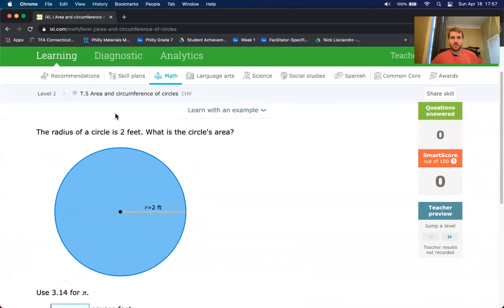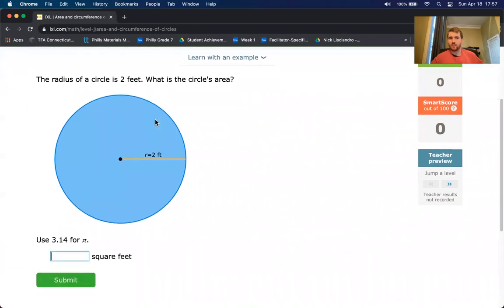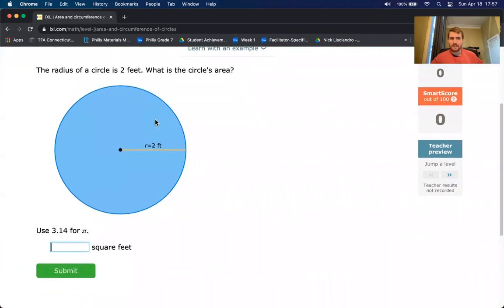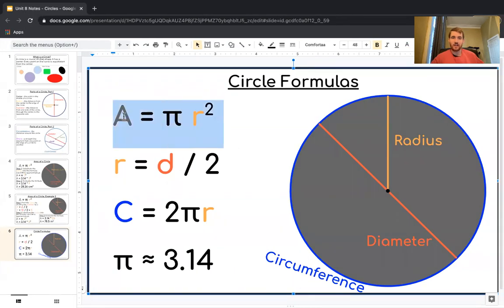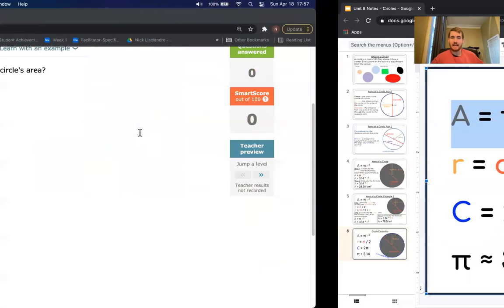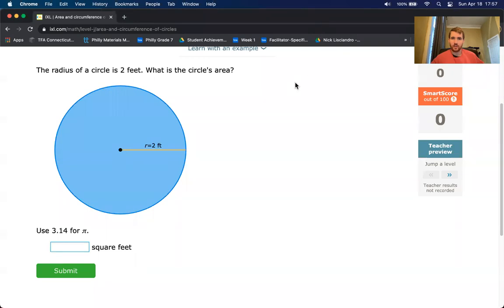So this is the third skill in this unit. It's area and circumference of circles. This is going to be kind of a review from last time. This is asking us the radius of a circle is 2 feet. What is the circle's area? So we want to find the area. So we're going to use the formula for the area. That will be this one. A equals pi r squared.